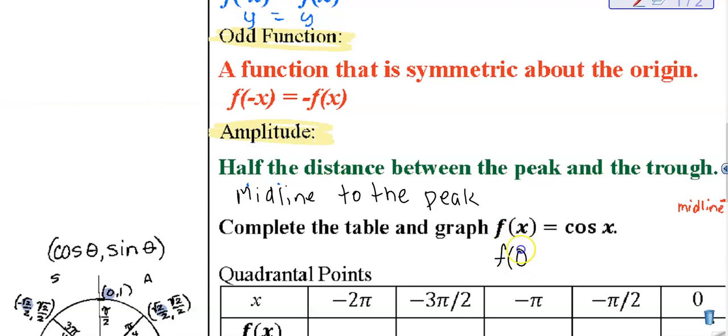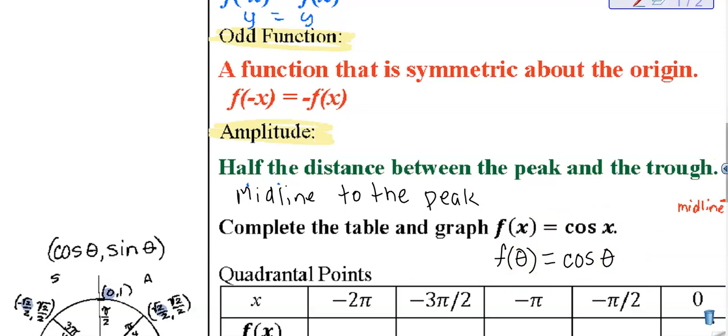This is the f of theta. Remember when we plugged it into the calculator, we had to plug in x. So our input is going to be our angle measure, and our output will be the cosine of that angle measure. Okay? So input is theta, output is the cosine of theta. So theta will be our x on the graph, and cosine will be our y.